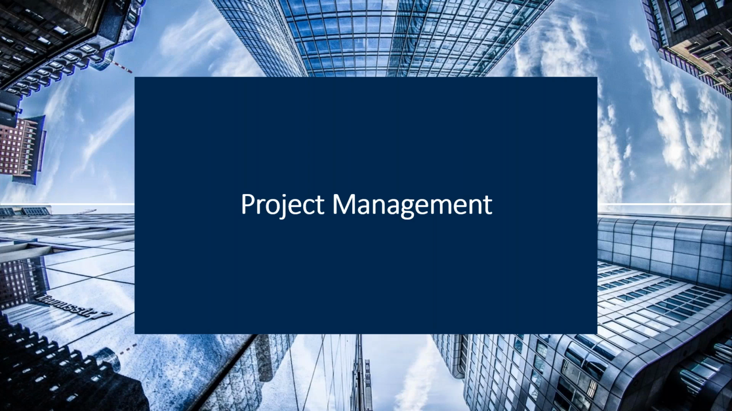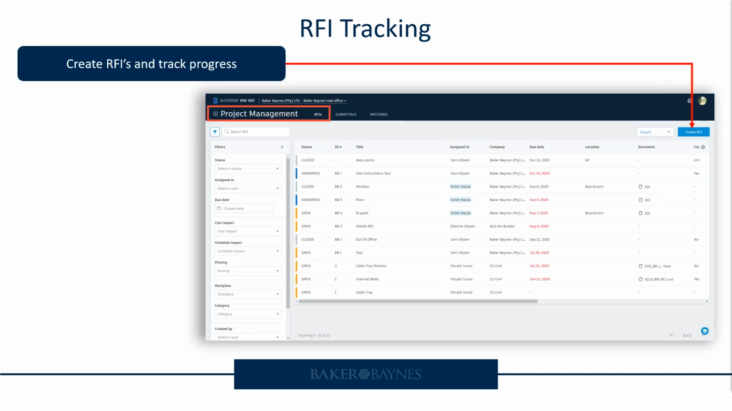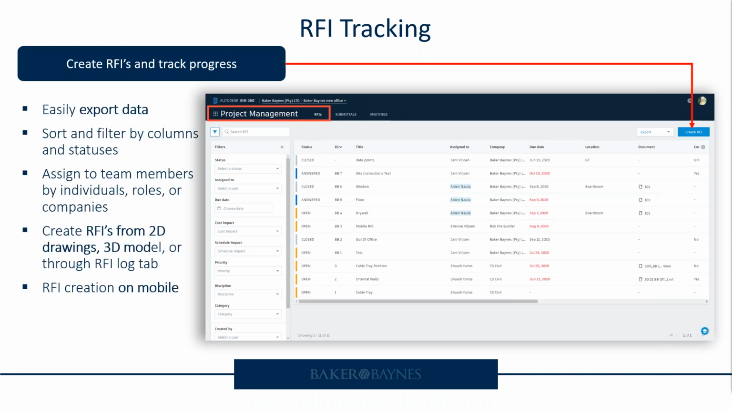So starting with the project management module, within the project management module, there's an option to add RFIs. Now you can create RFIs and you can also track their process. Okay, so if we look at the RFI log, we can see things like the status of it, who it was assigned to, the due date, the location on drawings, etc. And you also have a filtering option with which you can sort columns by statuses.